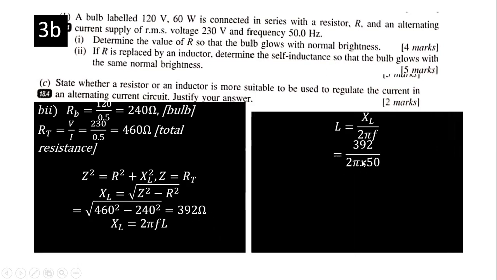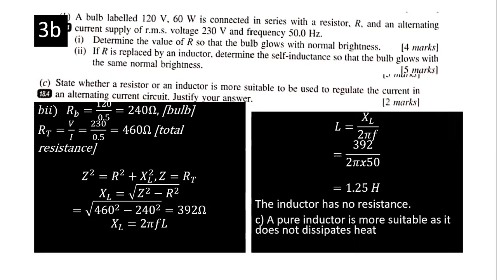390, 2 pi 50, 1.25 Hertz. An inductor has no resistance. So a pure inductor is more suitable as it does not dissipate heat. It is not resistant, it just reacts only. The power supply supplies the energy, and the other part returns to the power supply, that's all. So no energy is lost.